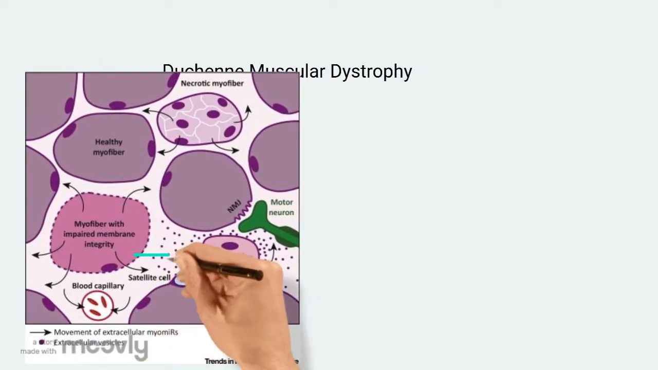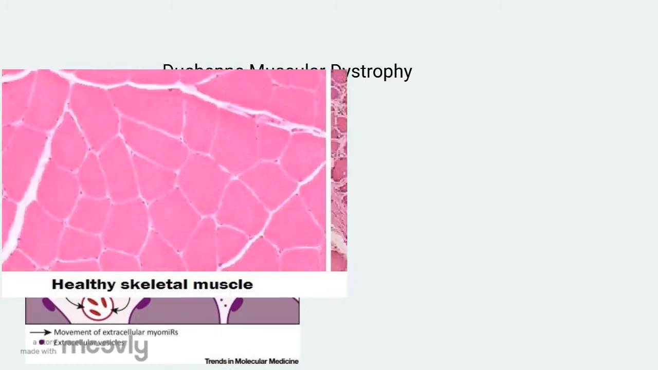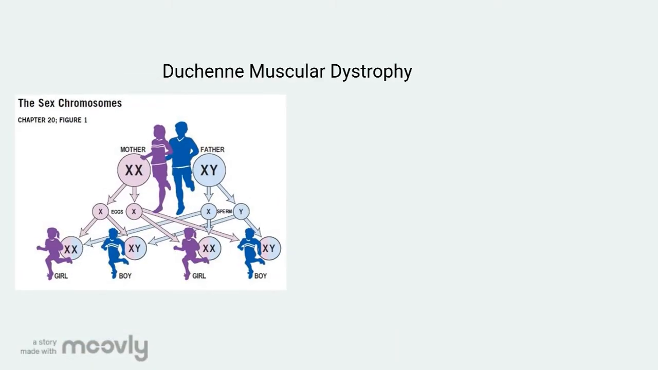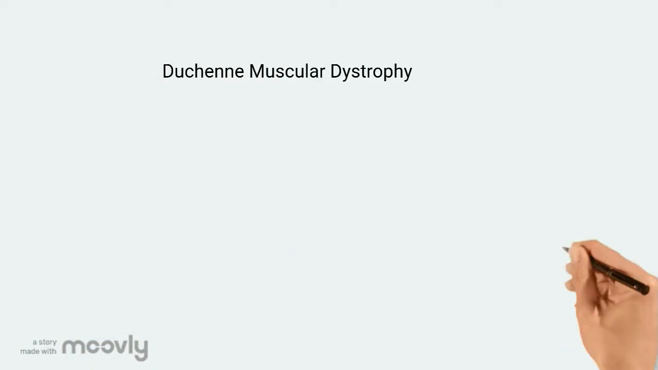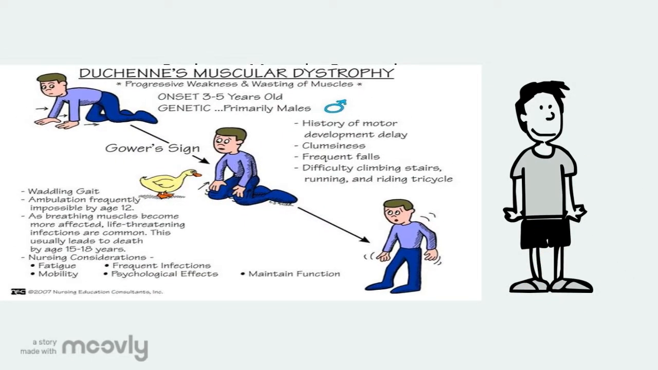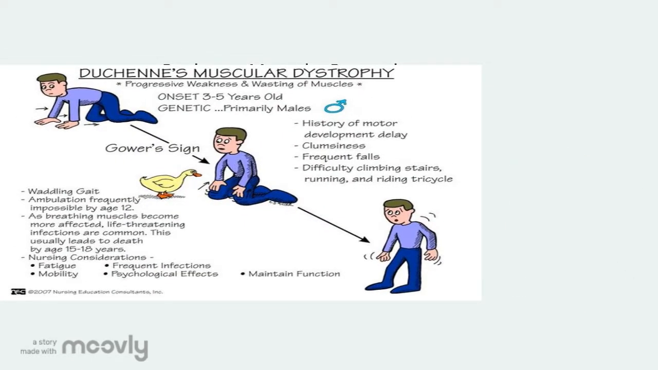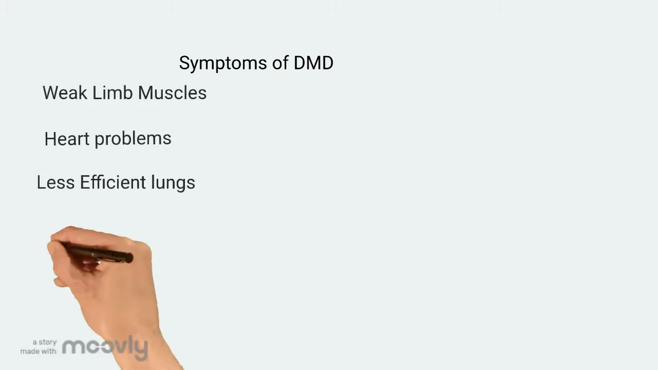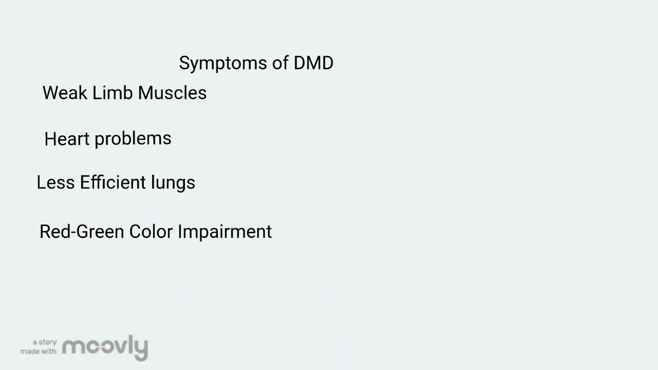Damaged muscle cells are replaced with new muscle cells, but over time become weak from constant division and accumulation of scar tissue. Because DMD is an X-linked disease, it mainly affects boys. Boys with DMD can experience muscle weakness in their limbs as early as the age of 3, losing the ability to walk by their early teens, and often have heart and lung issues as well. A lesser-known effect of DMD is red-green color vision impairment.